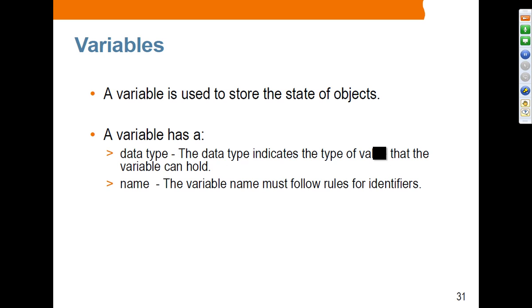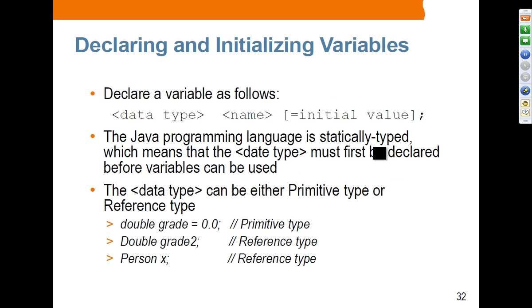So a variable is used to store the state of objects. Again, we haven't learned the concept of objects or classes yet. Okay, so don't worry about it if you don't understand what this first line means. You can think of a variable as basically attributes or properties inside a class. Okay, so a variable has two things. It is constructed with a data type and a name. Okay, so let's see an example of that.